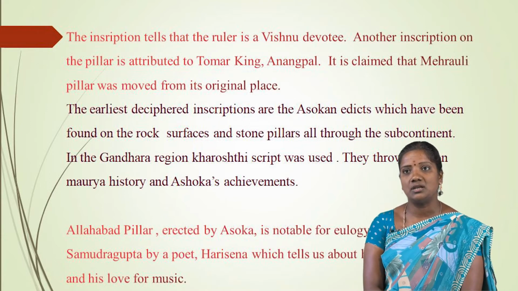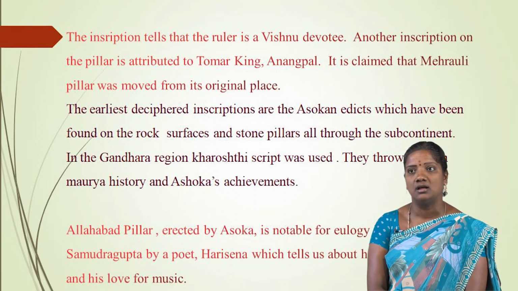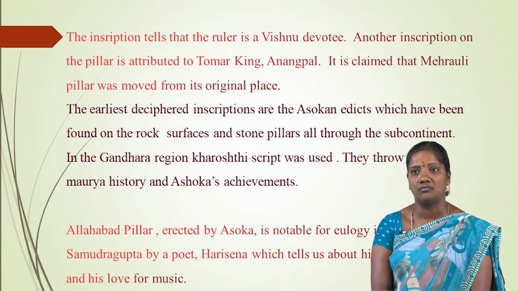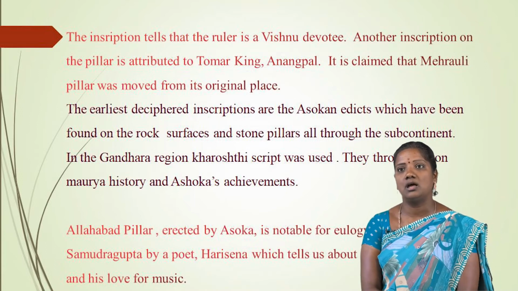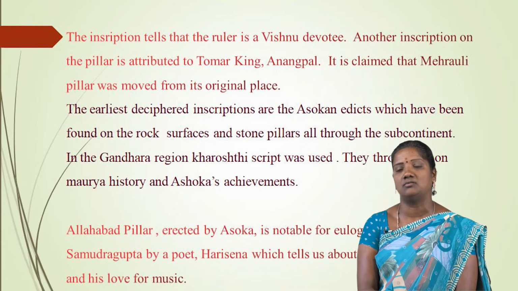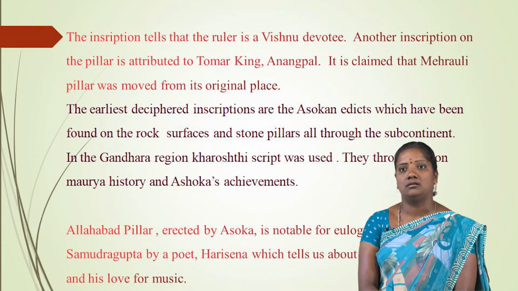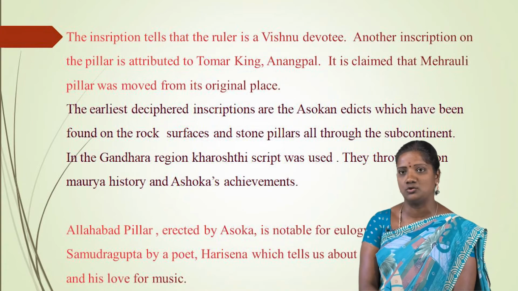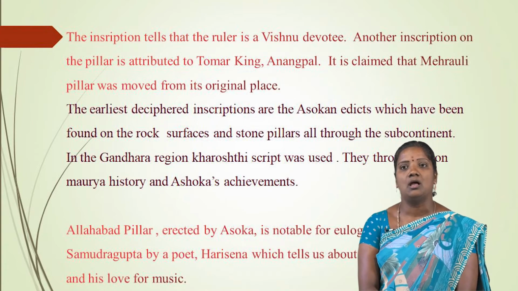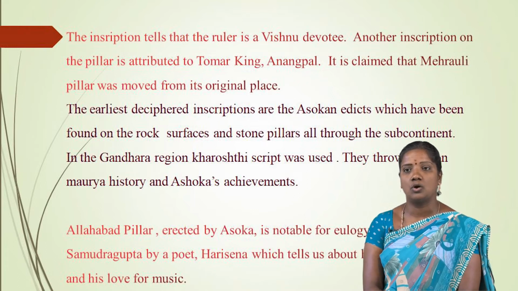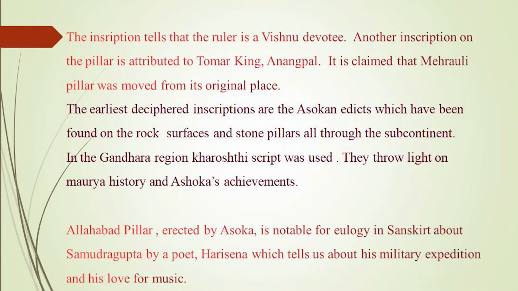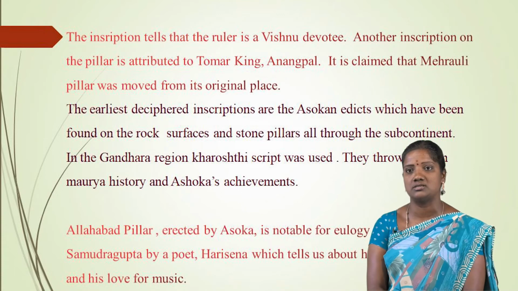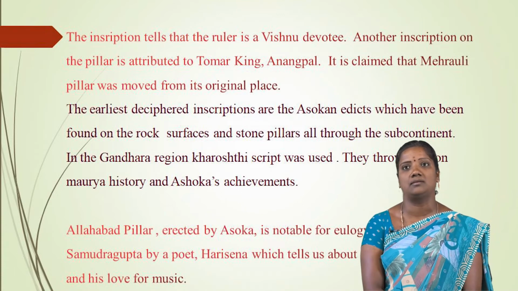The earliest deciphered inscriptions are the Asokan edicts, which have been found on rock surfaces and stone pillars all through the subcontinent. In the Gandhara region, Kharoshthi script was used. They threw light on Mauryan history and Asoka's achievements. Allahabad pillar inscription. The Allahabad pillar erected by Asoka is notable for a eulogy in Sanskrit about Samudragupta by the poet Harisena, which tells us about his military exploits and his love for music.